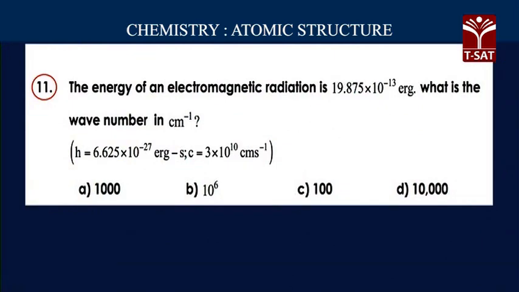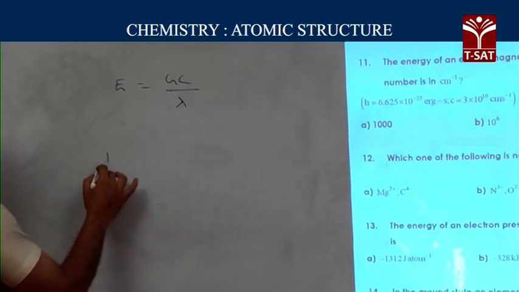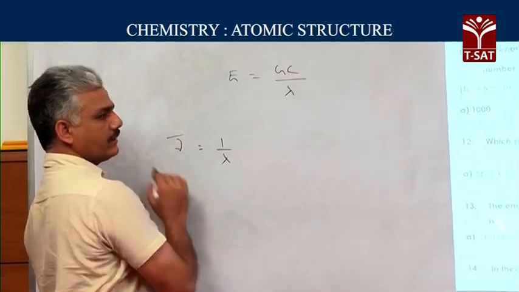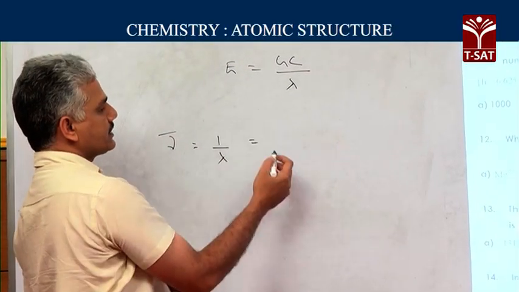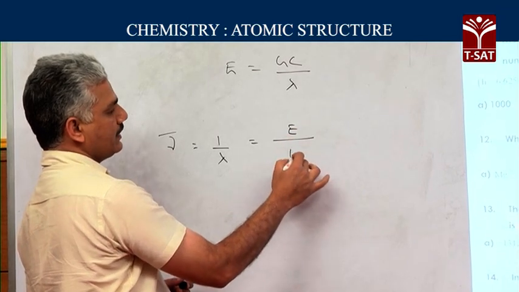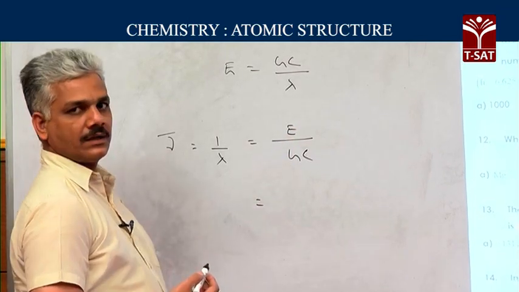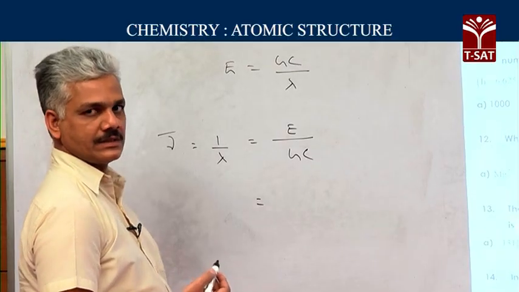The energy of electromagnetic radiation is given as 19.875 into 10 power minus 13 ergs. What is its wave number in centimeter inverse? Energy is given, we have to calculate the wave number. Energy is calculated by using the relation hc by lambda. 1 by lambda represents the wave number value. Therefore, from this relation 1 by lambda is equal to E by hc. All the data has to be substituted in terms of CGS system.